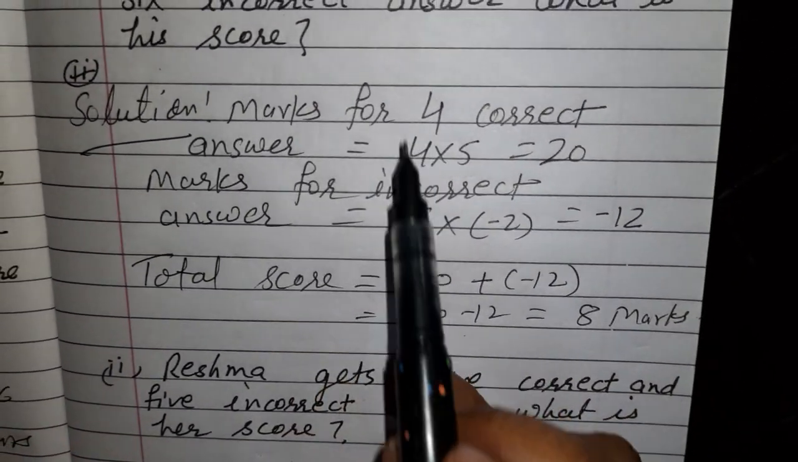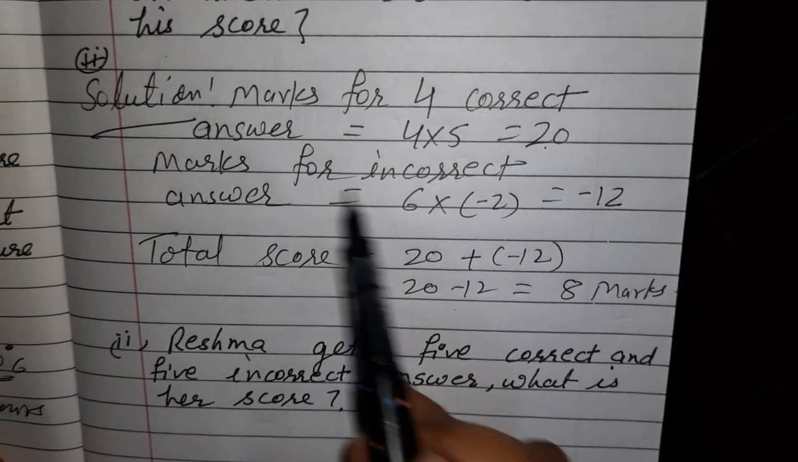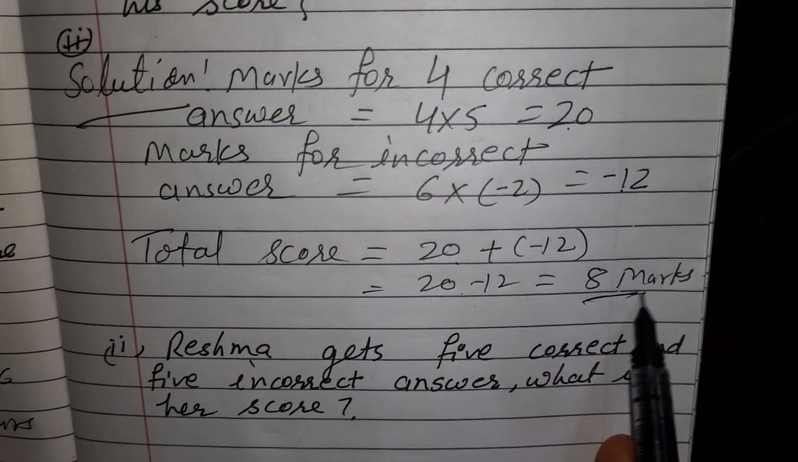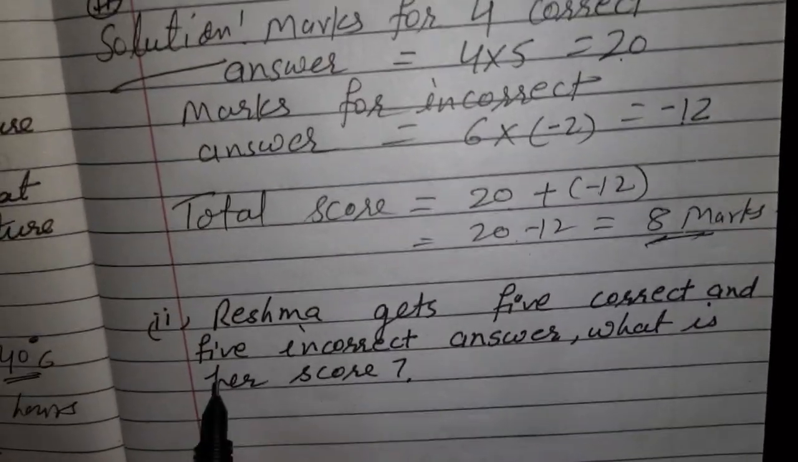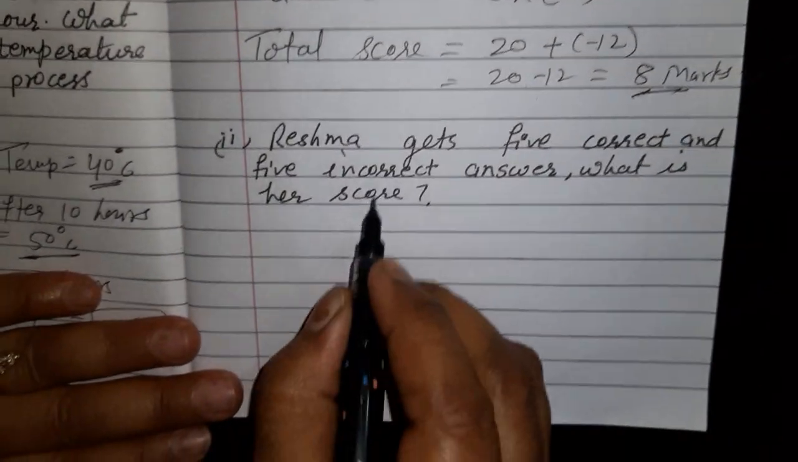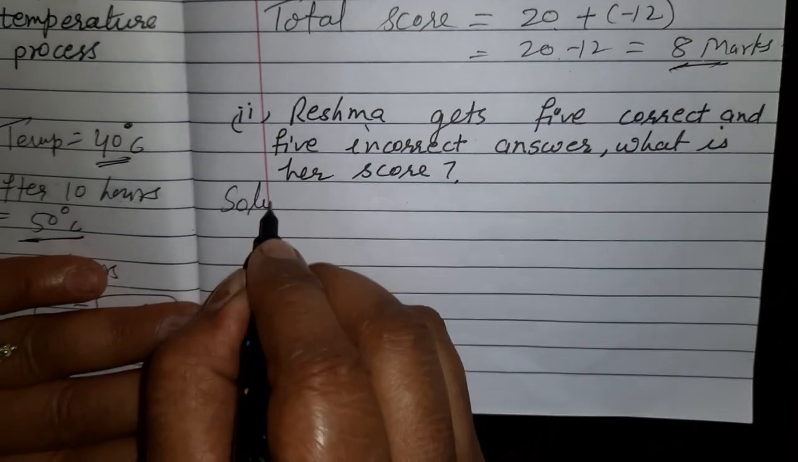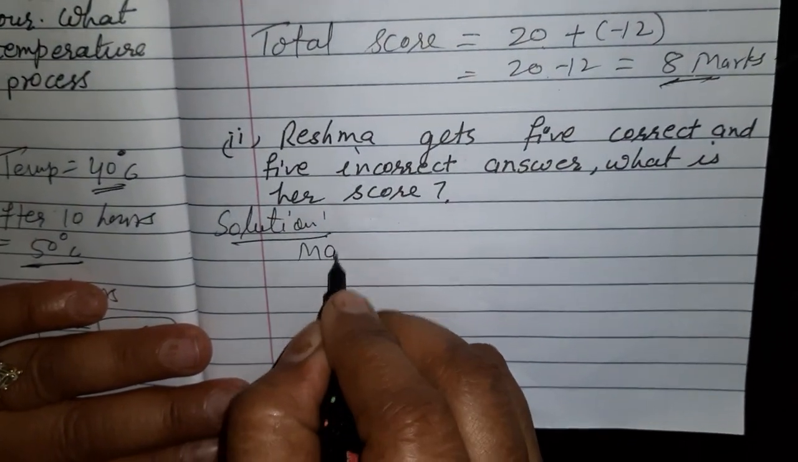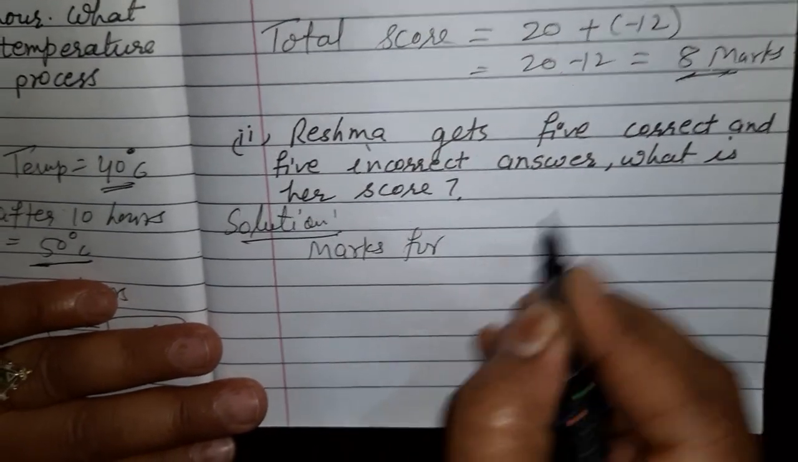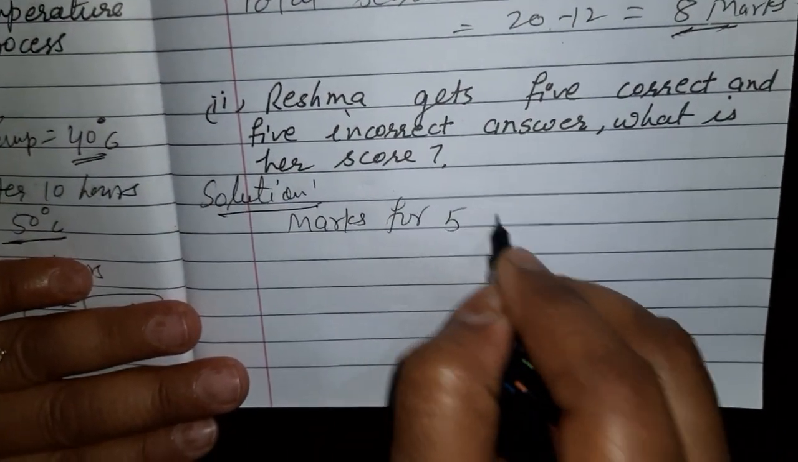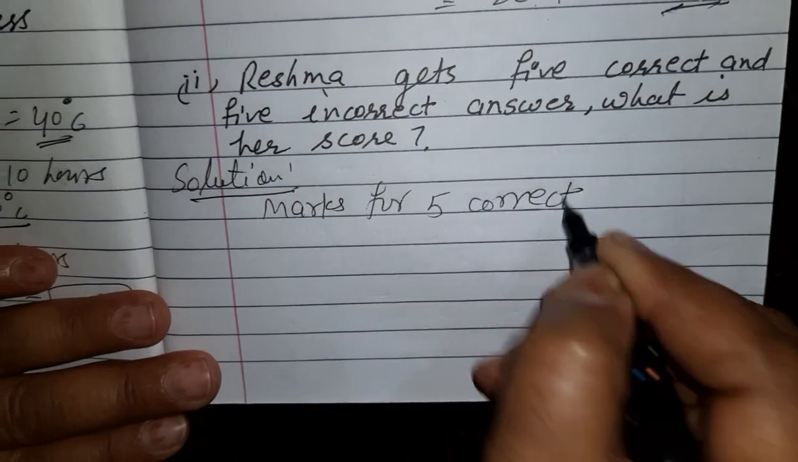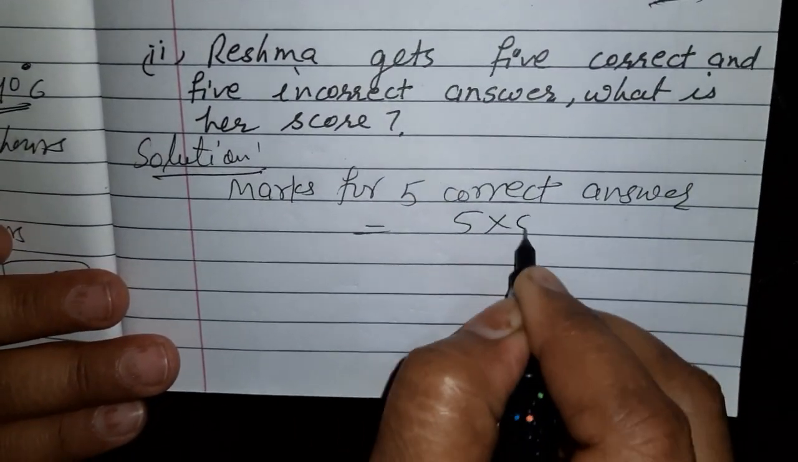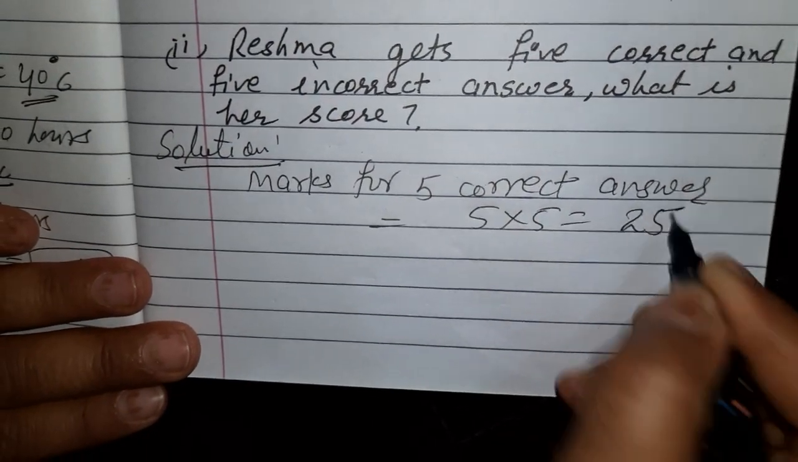First what you do? Write the marks for correct answers. Then write the marks for incorrect answers. And then add both. You will get the answer, that is 8 marks. So same way, second one. Reshma gets 5 correct. So how do you do the solution? I think you understand now. You can do it yourself. Marks for 5 correct answers: 5 multiplied by 5, that is 25.